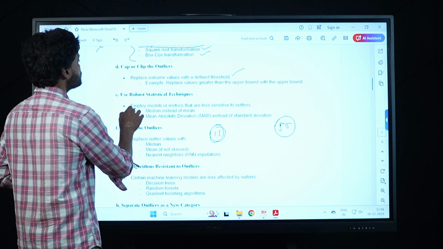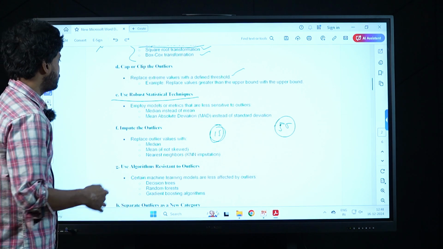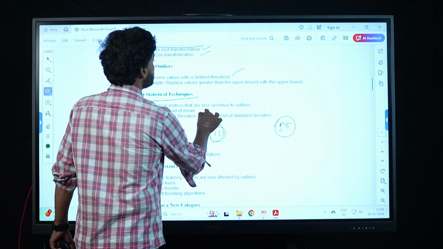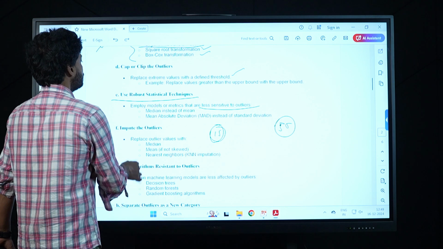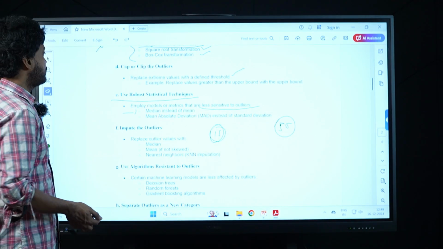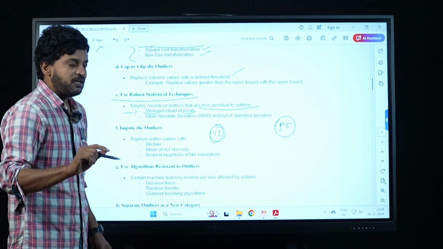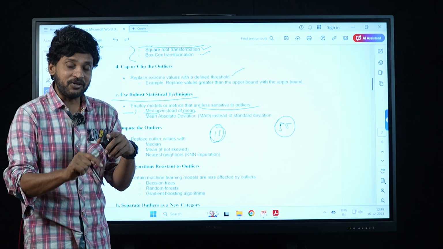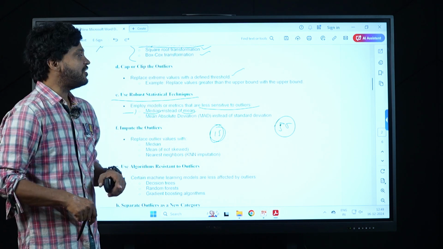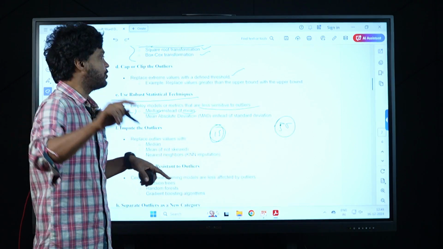Use some robust statistical techniques. What we do is employ models and metrics that are less sensitive to the outliers. So we'll use the median instead of the mean. Rather than going for the mean, we'll go for the median. When you take the mean, there is an outlier effect. But when you take the median, it is less sensitive to the outlier. I hope you got the point.